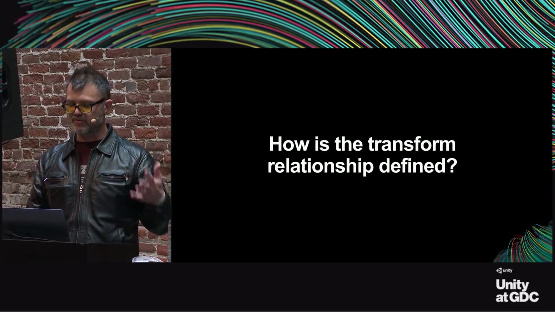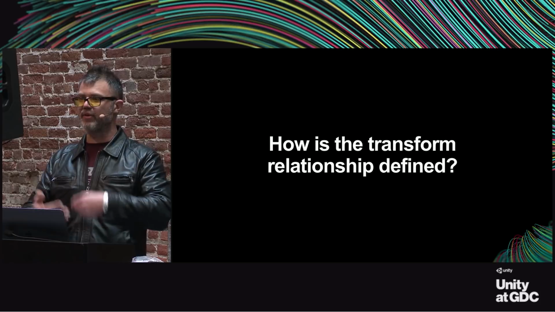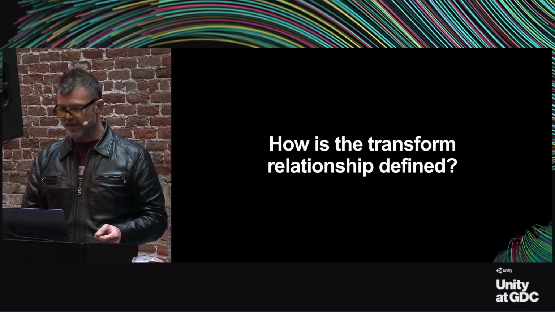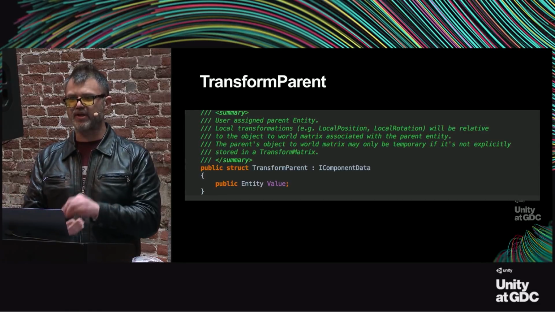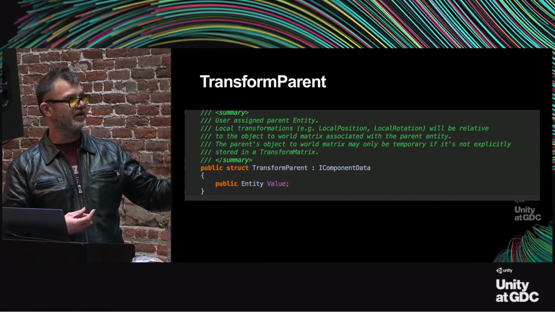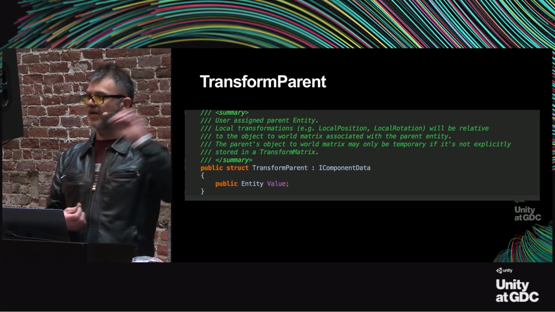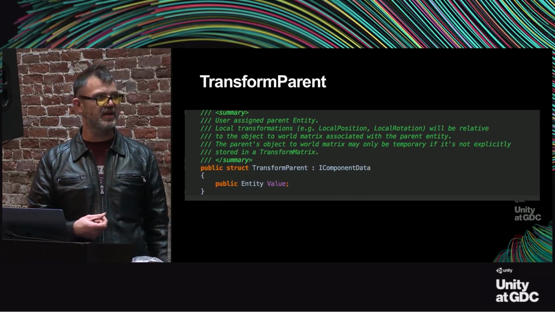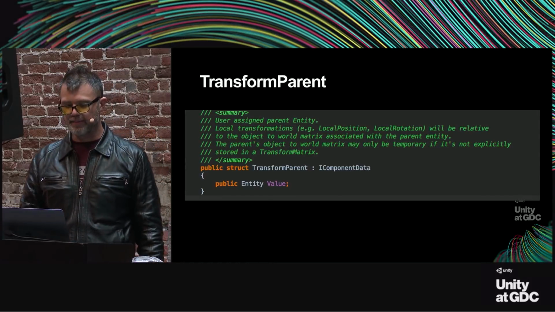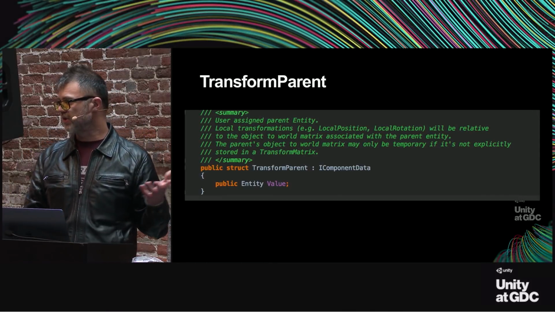So how is that transformation relationship defined? From your point of view, how do I say this position should be relative to this other position, right? Again, simple data, simple, straightforward components. We're using the entity ID here, TransformParent. Just this guy, the entity ID associated with this other position is my parent transformation. And that's it. That's how you associate and create hierarchies.